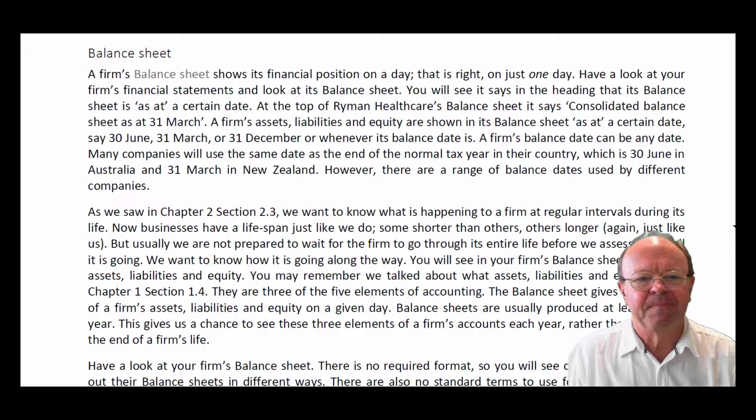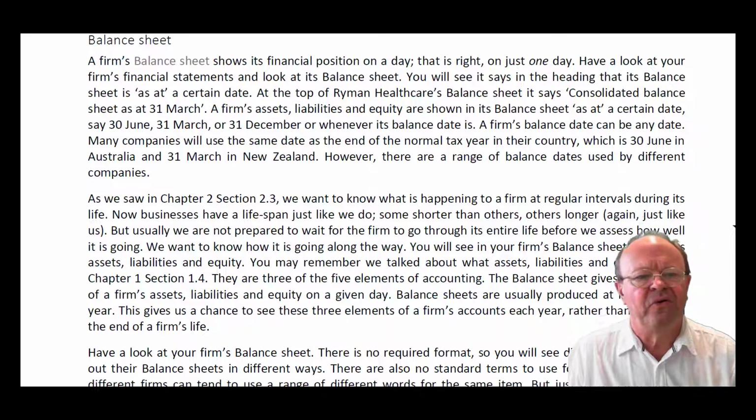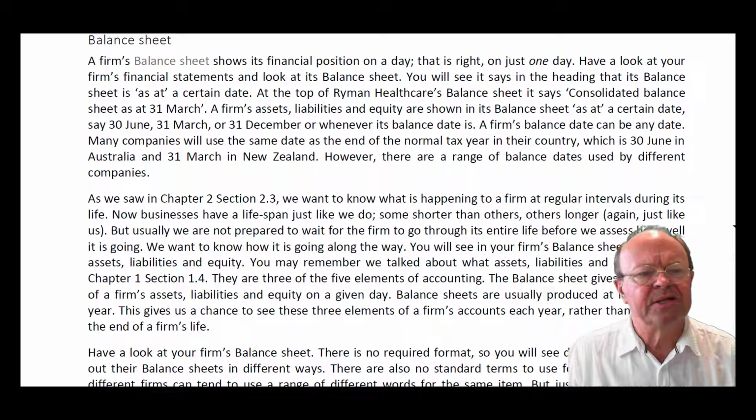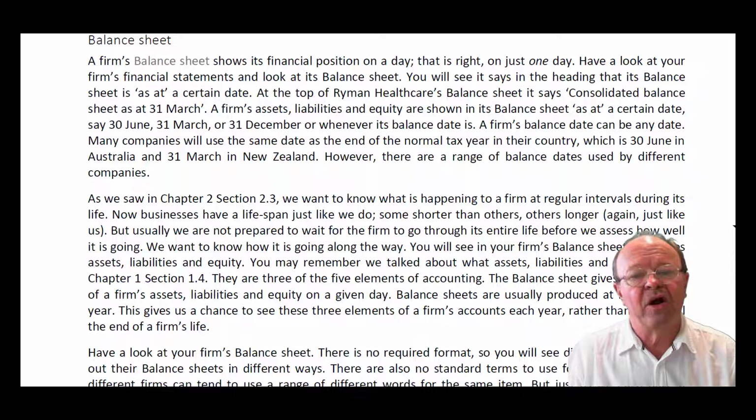Balance sheet. A firm's balance sheet shows its financial position on a day. That is right, on just one day. Have a look at your firm's financial statements and look at its balance sheet. You will see it says in the heading that its balance sheet is as at a certain date. At the top of Ryman Healthcare's balance sheet, it says consolidated balance sheet as at 31 March.